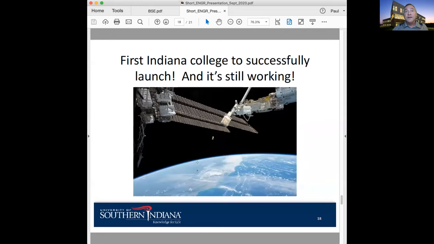And so we actually were very successful. Pardon me for bragging, but out of 30 college teams that began this effort, only three college teams were able to put their CubeSat on a SpaceX rocket and have it delivered to the space station, which you see here. Only three got them in there.